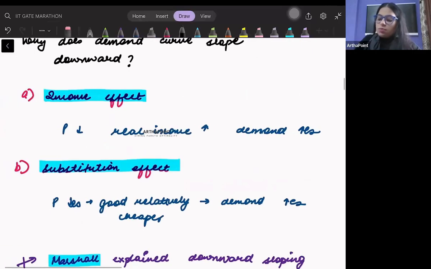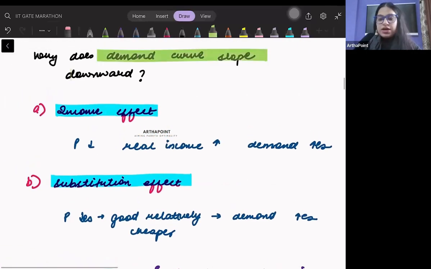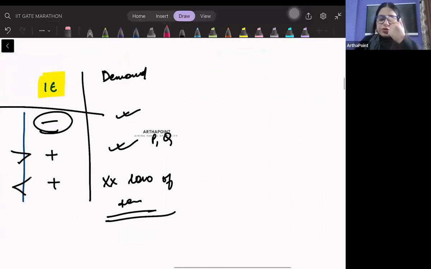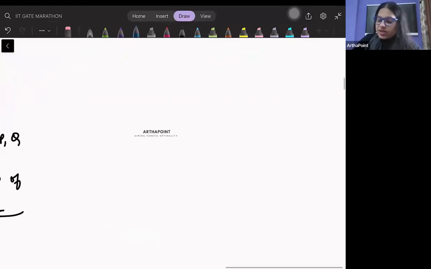So when we talk about the reason why demand curve is downward sloping, don't write only substitution effect. Actually ये दोनों इफेक्ट मिलाकर बोलते हैं that the demand curve will be downward sloping. There is another thing which you have to remember. देखो, again, I will do it in the next revision session.